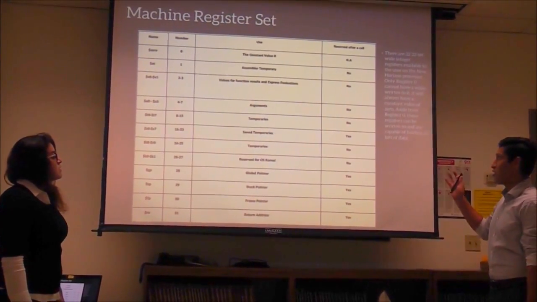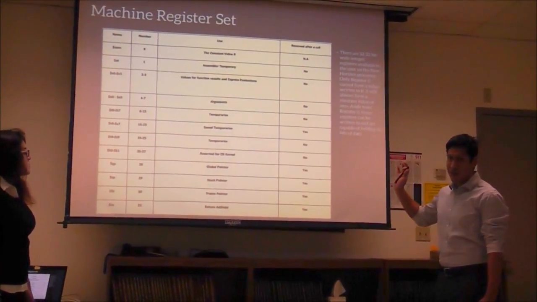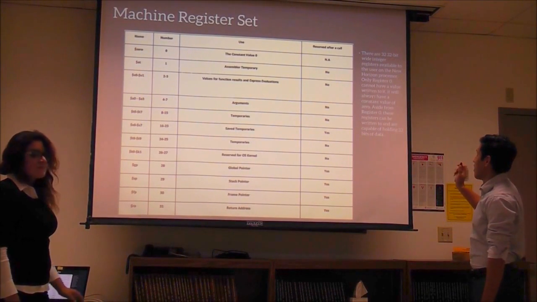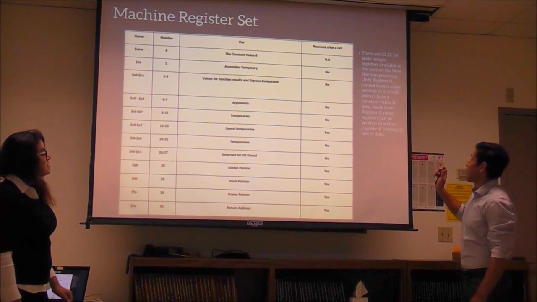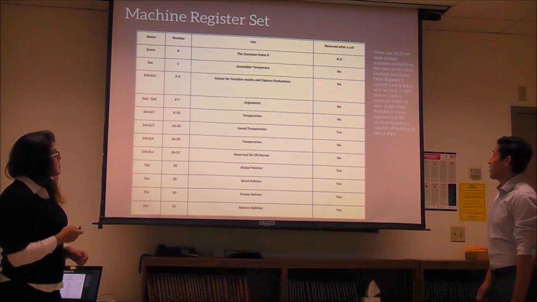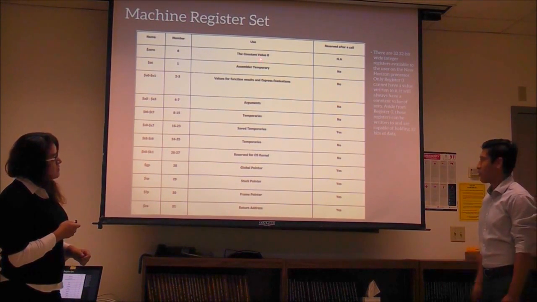Our machine register set are 32-bit registers that are 32 bits wide. There are 32 registers available to the user on the New Horizon processor. Only register 0 cannot be written to.